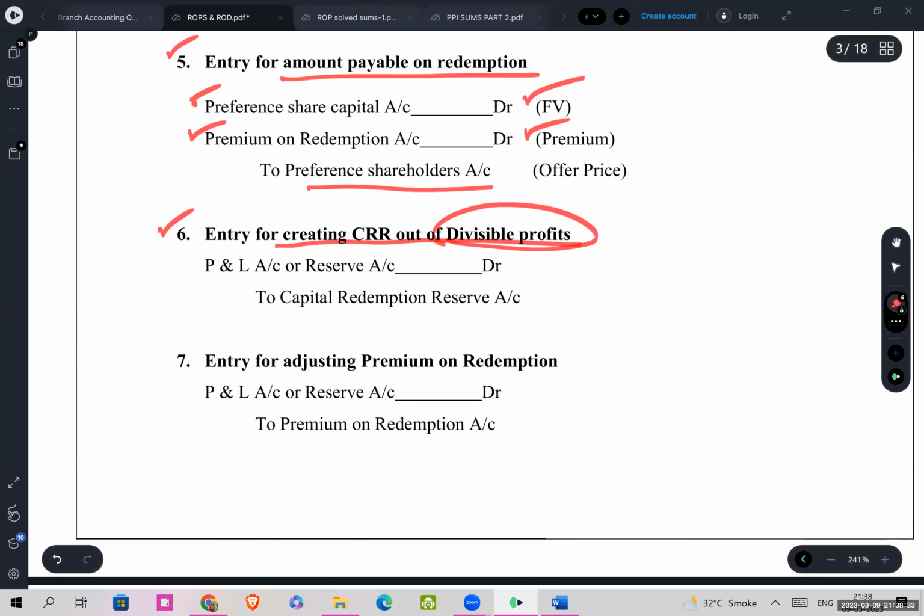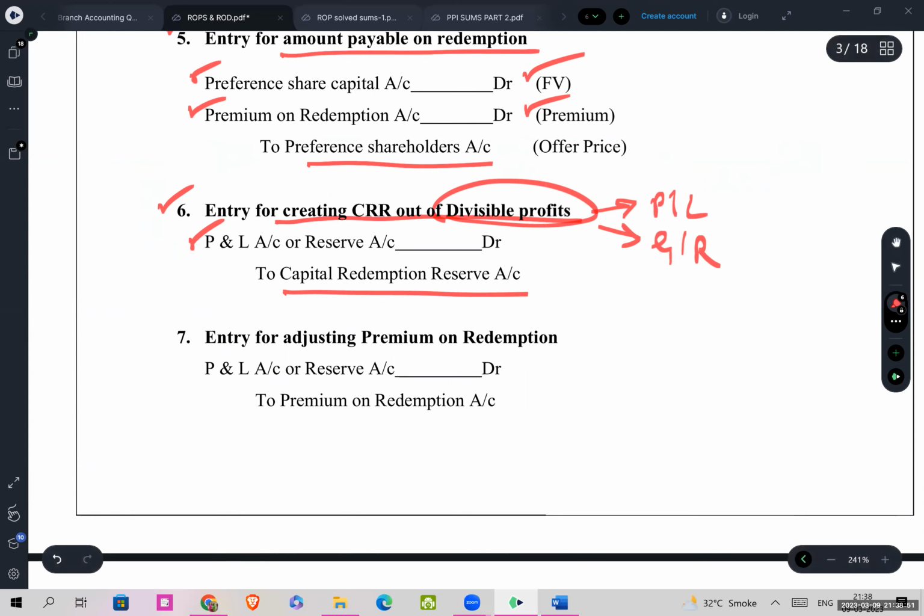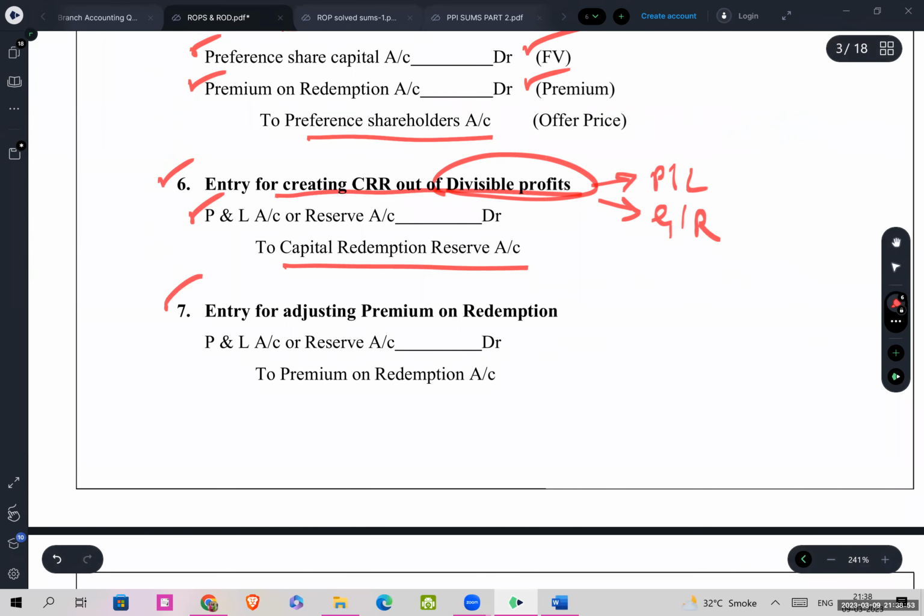Divisible profits, what is the first option of divisible profits? It's P&L account when we discussed in divisible profits, and the second option was general reserve. Okay, so see here, you can see P&L account or general reserve to CRR. Okay, and then you will be adjusting your premium on redemption. You will be transferring it to P&L account. Okay, entry for adjusting any premium on redemption.